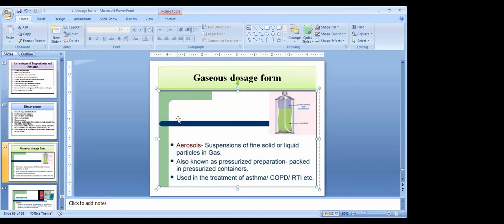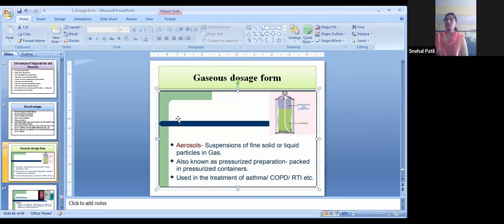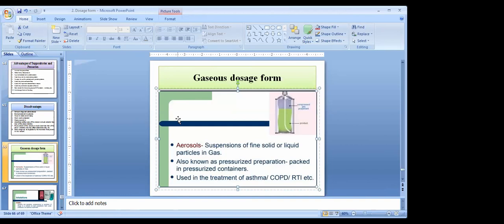Okay. What is suspension? It is a biphasic liquid system. Solid particles are suspended within the range of 0.5 to 5 micron. Example, oral suspension. Okay, good. So it is a suspension, but it is in the form of gas. So it is the example of the gaseous dosage form.